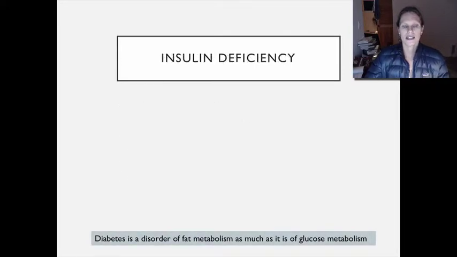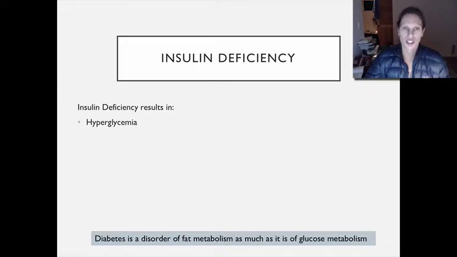So diabetes, especially insulin-dependent diabetes, is a disease of insulin deficiency. When you don't have insulin, your sugar stays in the blood, right? You need insulin to get your sugar into your cells. So they have hyperglycemia, which means high blood glucose. They're thirsty, they're urinating a lot, and they're dehydrated.